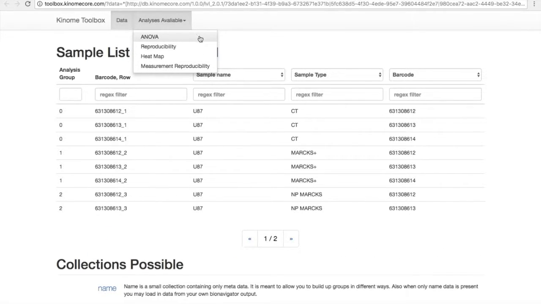So, our analyses available are ANOVA, reproducibility, heat map, and measurement reproducibility. These are all going to be based, at least loosely, on the analytical groups, which in theory should be technical or at least biologic replicates. In this case, they are technical replicates.